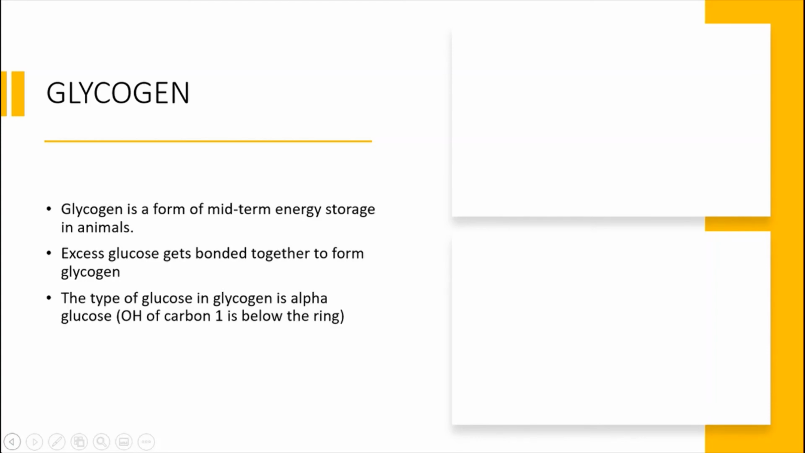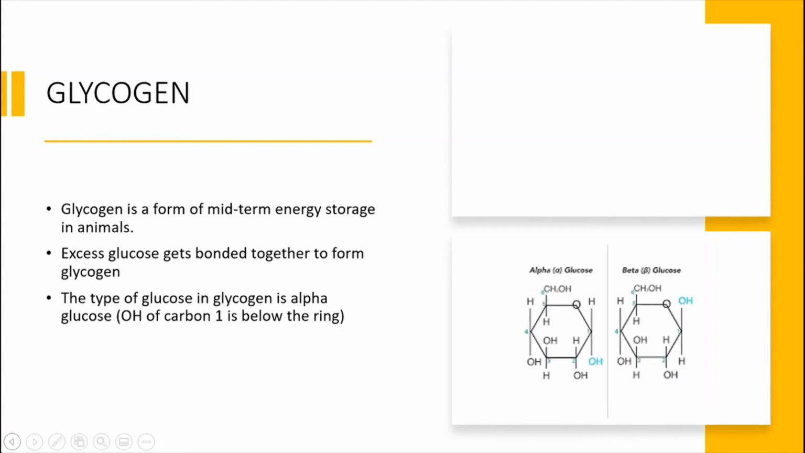The type of glucose used in the formation of glycogen is a type of glucose called alpha glucose. Alpha glucose is the glucose that we've been drawing, where we look at carbon 1 and the hydroxyl, or the OH, is below that carbon rather than on top. So alpha glucose refers to when the OH is below carbon 1, compared to beta glucose, which we haven't discussed yet, but if we look at carbon 1, the OH is above. So alpha glucose is a type of glucose found in glycogen.